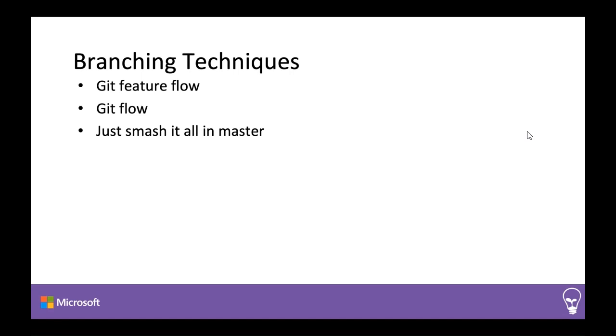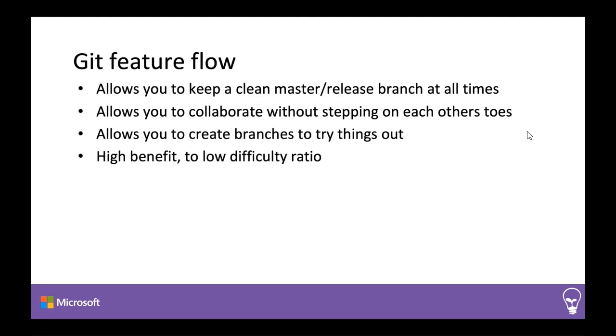So I'm going to teach you Git feature flow today. That is what I've been using for my teams for a couple of years now, at uni and at work as well. The benefits of using feature flow are that it allows you to keep a clean master/release branch at all times, so that if you've got customers or other people using your websites or products, no matter what you're playing around with, the master branch is always ready to be downloaded and used.